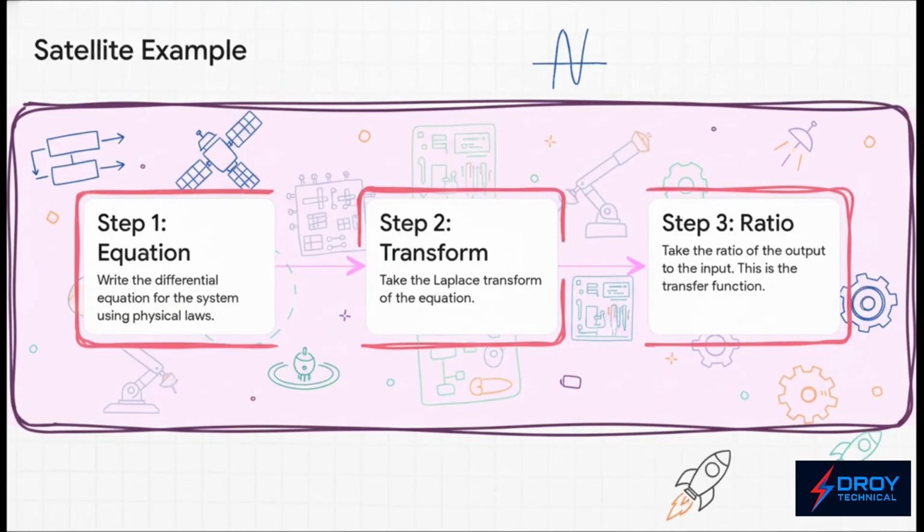Let's bring it back to our satellite. How would we find its transfer function? It's basically a three-step recipe. First, you use basic physics, like Newton's laws, to write down an equation for its motion. Second, you use that Laplace transform trick to simplify it. And third, you just divide the output, which is the satellite's angle, by the input, which is the force from its thrusters. Boom, there's your transfer function.